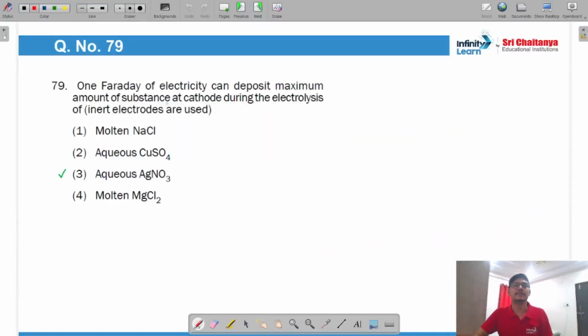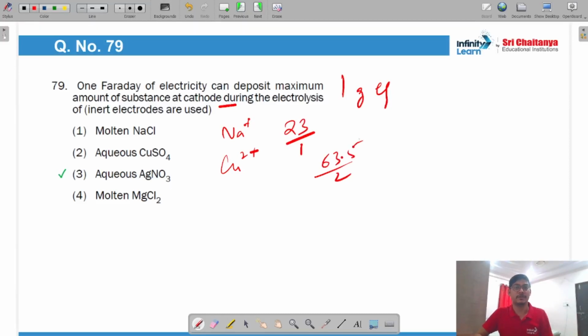1 Faraday of electricity can deposit 1 gram equivalent of a substance. Remember guys, okay? So the maximum amount of substance would be, for molten NaCl, at the cathode Na plus, so it would be 23 by 1. For aqueous copper sulfate, it would be copper, so it is 63.5 by 2, and then for aqueous silver nitrate, it is Ag plus, which is 108 by 1.